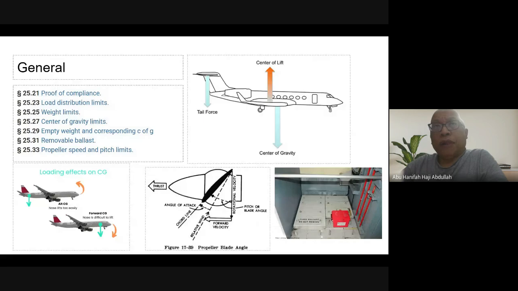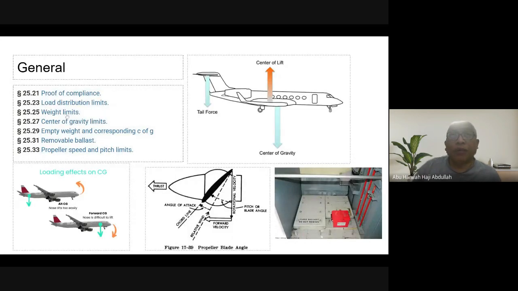So, for example, proof of compliance should be by analysis or test when it's required. Then, for load distribution limit, you need to also distribute the load in the aircraft accordingly and limit to that distribution. Weight limit, we also need to establish. In this weight limit, we need to establish the maximum and minimum weight of the aircraft you design. But if you are doing modification and repair, you also need to state the maximum and minimum weight that the repair or the mod will introduce to the aircraft.